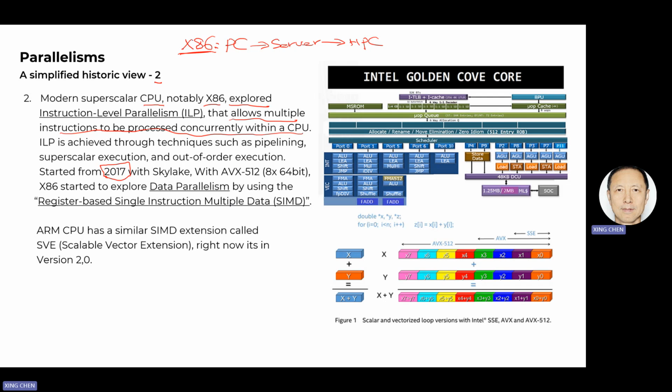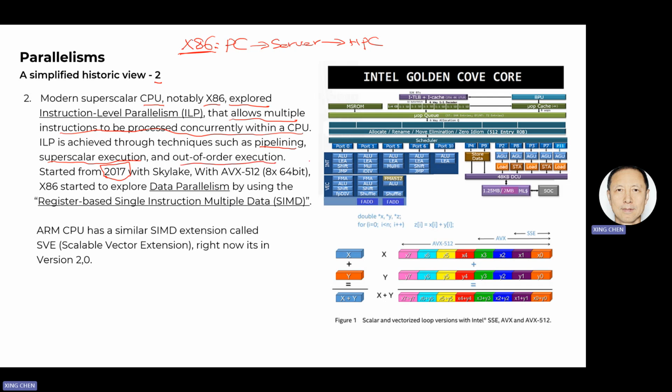But here the CPU has a bigger window over a number of instructions. It is going to decide whether these instructions can be executed at the same time or not. If they can be done at the same time, that means you have instruction level parallelism, and they are trying to explore this kind of parallelism. The techniques used were pipelining, superscalar execution, and out-of-order execution.